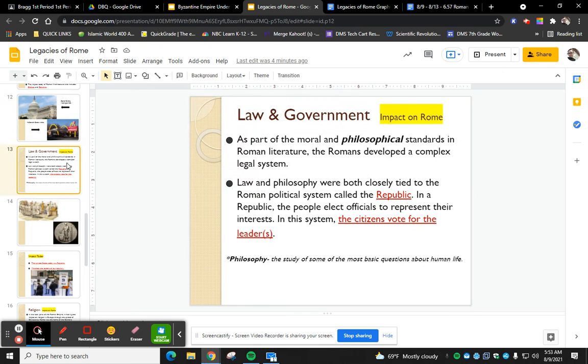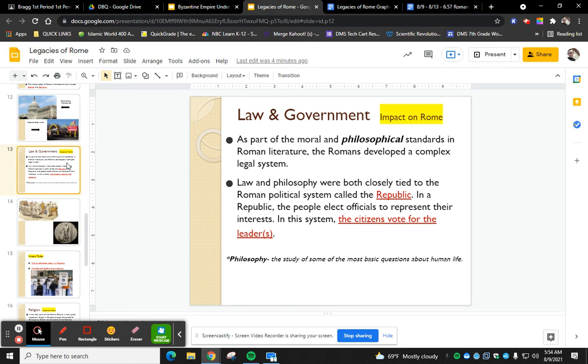Now, for law and government, as part of the moral and philosophical standards in Roman literature, the Romans developed a complex legal system. Now, philosophy is the study of some of the most basic questions about human life. Who are we? Why are we here? What is our purpose? Things like that.